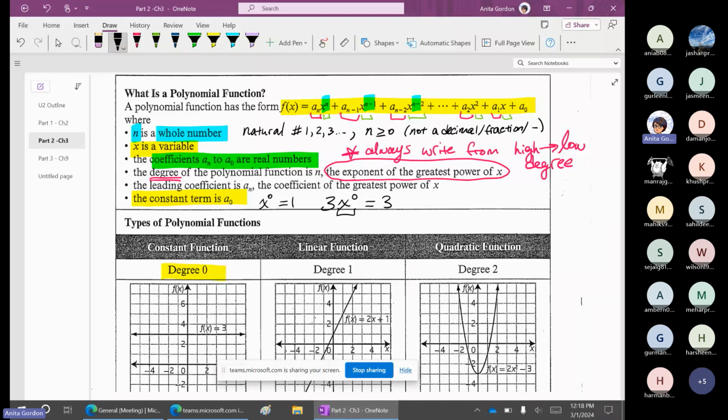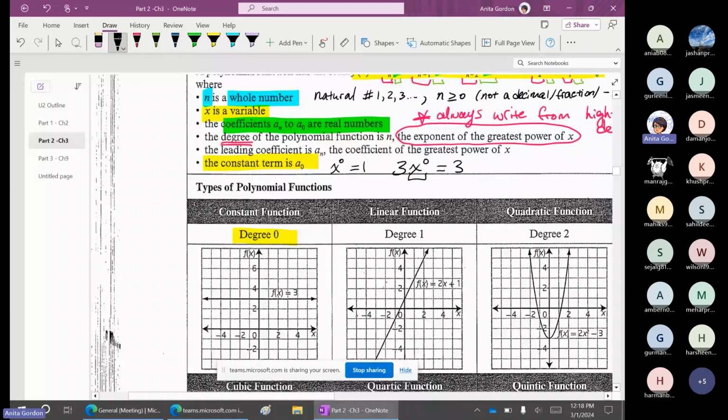Now, I recognize on your printed versions of these workbooks, some of these words are a little bit hard to see. So this is the constant function. Okay, constant means the same number. So if f of x is the same number, no matter what I do, I'm looking at a horizontal line with no slope. No matter what x is, y is always 3. That's why it's called a constant. Constant function is a horizontal line.